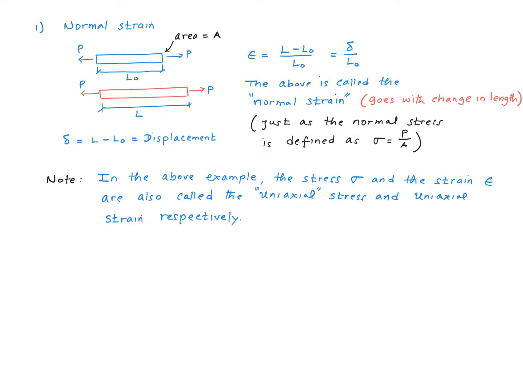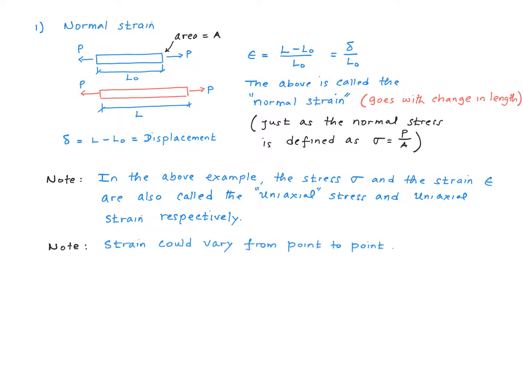A note that I want to make here is that in this particular example, the stress sigma and the strain epsilon are also called the uniaxial stress and uniaxial strain respectively. This is because the geometry and the loading are one-dimensional. The loading takes place along the axis of the rod.